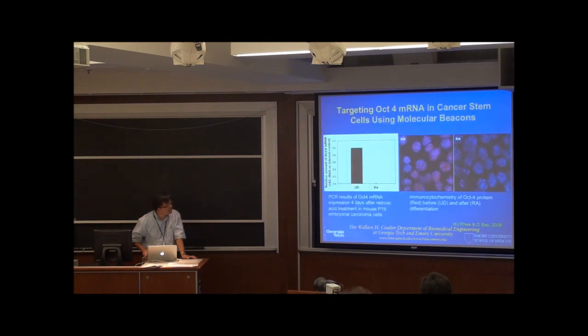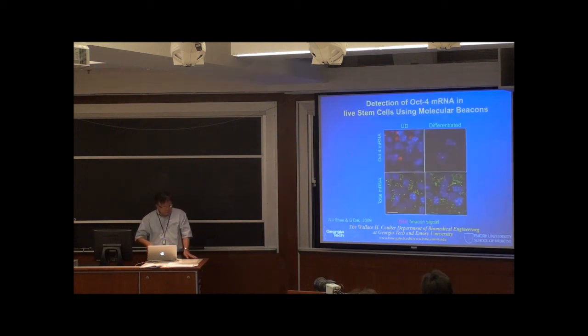So just to give you some idea, in this case we designed a beacon to target OCT4 messenger RNA in cancer stem cells, because OCT4 is highly expressed in all stem cells. This shows that before differentiation, let's say the normalized level of OCT4 messenger RNA is one, and after differentiation it is almost zero, reduced by more than 95%. And this is a comparison of the OCT4 protein in stem cells and in differentiated cells.